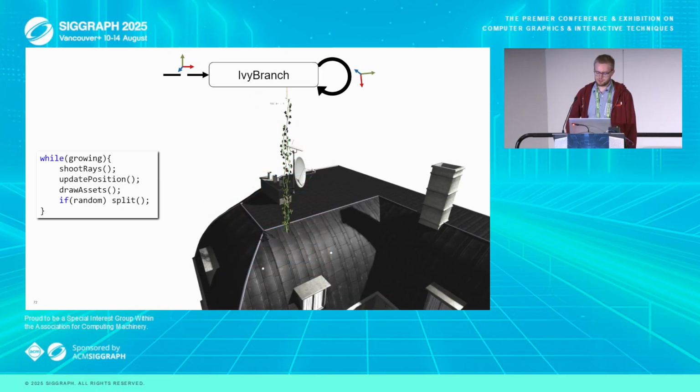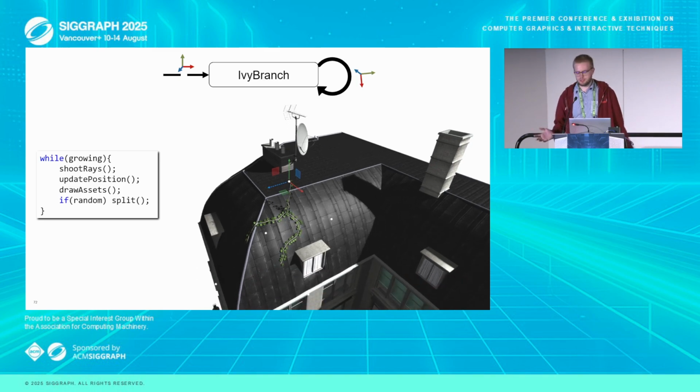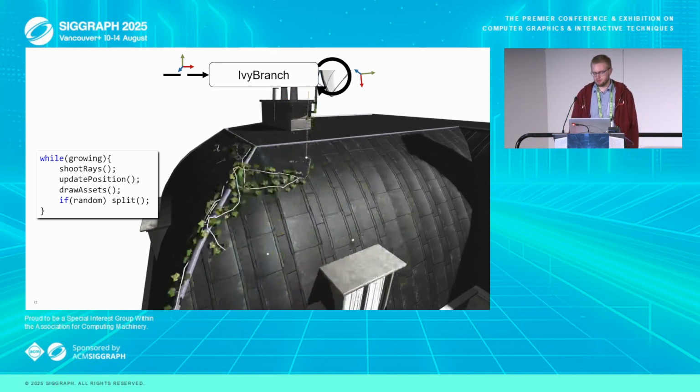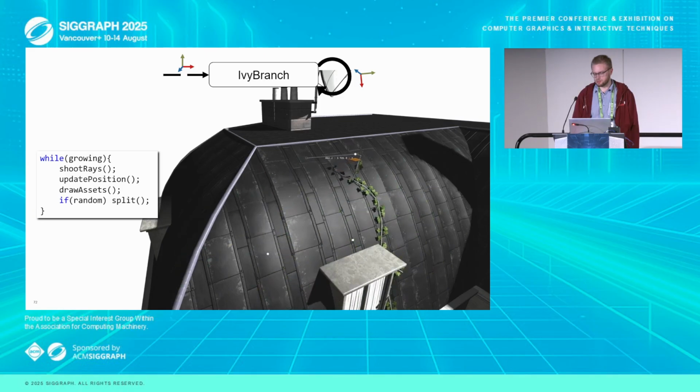And here you can see this in action. We have this starting point, and if it doesn't find anything to grow on, it just grows downwards, like gravity. And as you can see, the artist drags around this point, and the generation updates instantly.